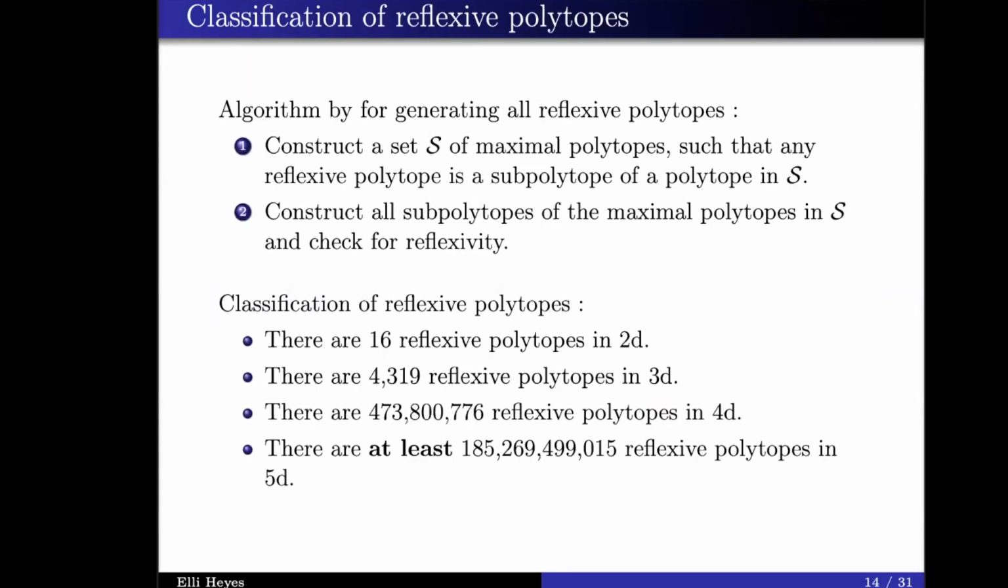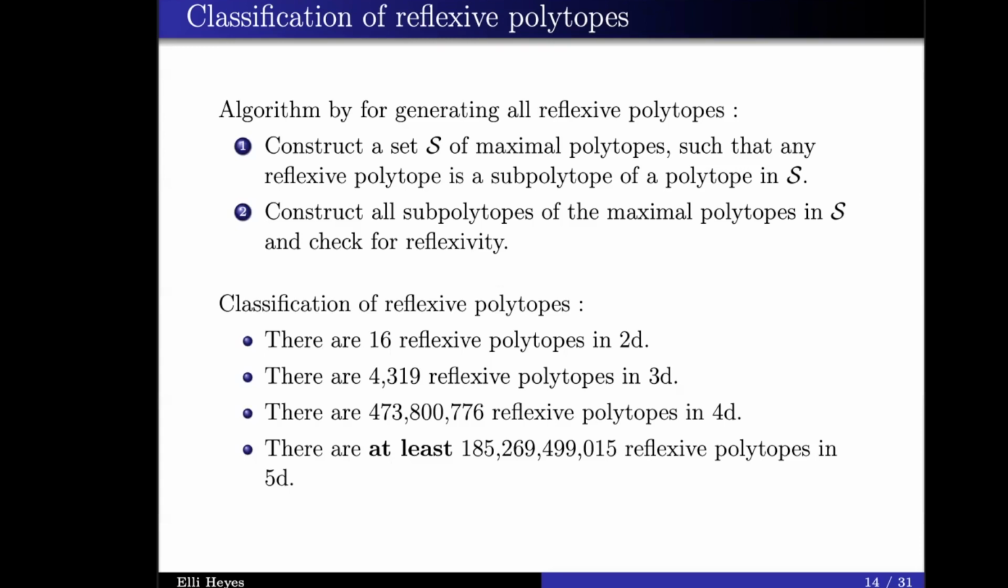So, motivated by Batyrev's discovery in 1993 that you can get these Calabi-Yau manifolds from toric varieties, sorry, from reflexive polytopes, in 1998, I believe, sometime in the late 90s, Kreuzer and Skarke developed this algorithm that can completely classify all reflexive polytopes in any given dimension. So the algorithm consists of two steps.